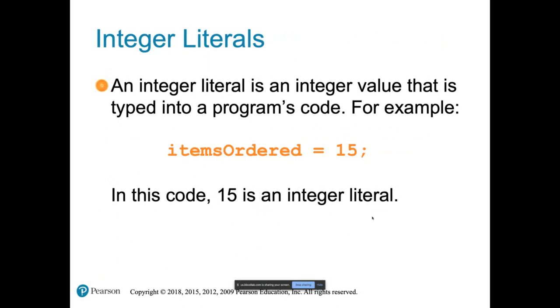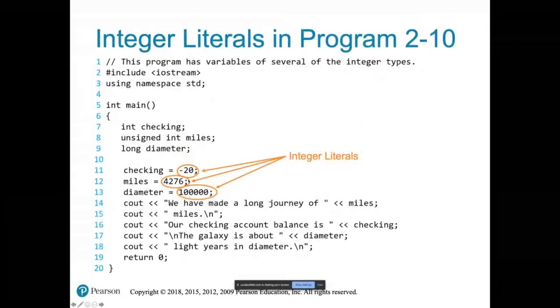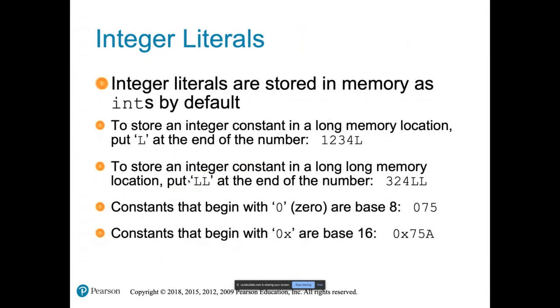An integer literal is an integer value that is typed into the code, like these right here. Integer literals are written into the code. Read this and take it with a grain of salt because it's kind of stupid. Integer literals are stored in memory as ints by default. Yes, they are. But to store an integer constant in long memory, put L at the end of it, and this will force it to be stored in long memory, which is usually no difference because if you look at the chart, I think both of them are 8 bytes.